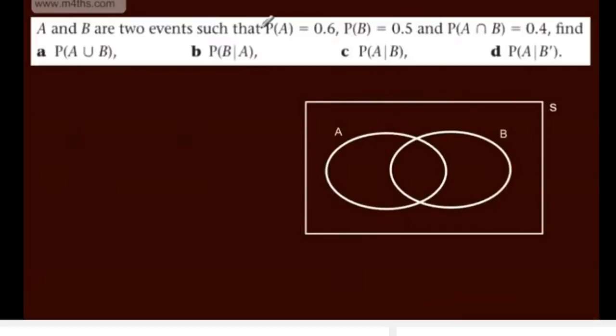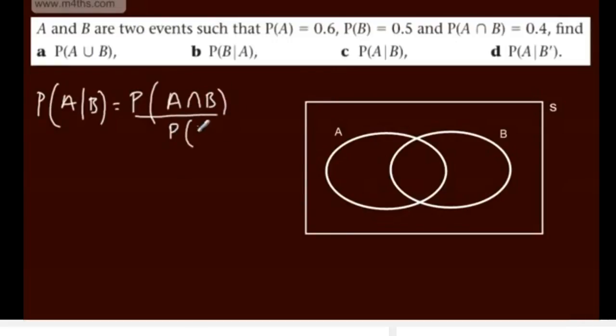So A and B are 2 events such that the probability of A is 0.6, probability of B is 0.5, and the probability of A intersection B is 0.4. We need to find the probability of A union B, the probability of B given A, the probability of A given B, and the probability of A given not B. So we can use the formula. So just going back, what we can write is the probability of A given B is equal to the probability of A intersection B divided by the probability of B.